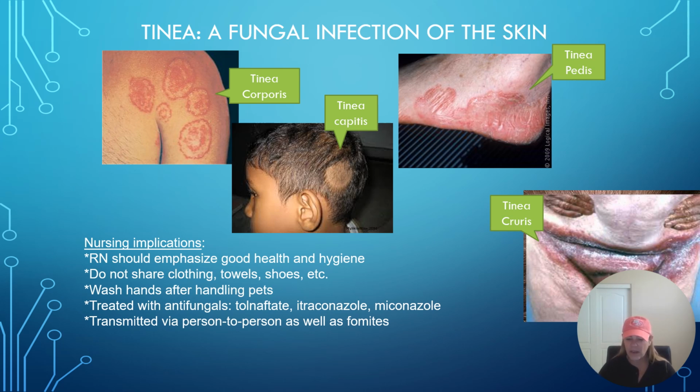Itraconazole, miconazole, anything that ends with an azole, A-Z-O-L-E, is an antifungal. So any of those types of medications will work, and it could be an over-the-counter cream medication that you can get. It is transferred person to person, but it also can be transferred by inanimate objects, as fomites.